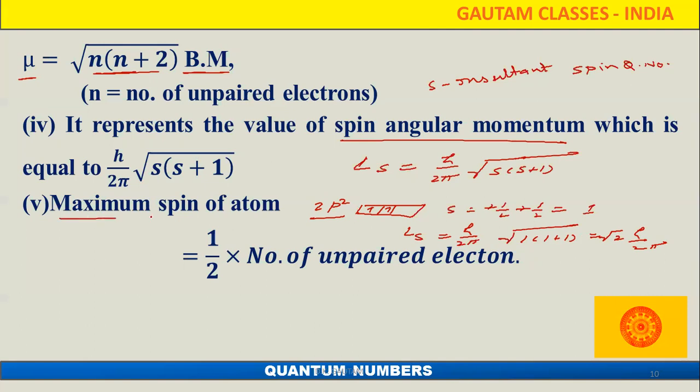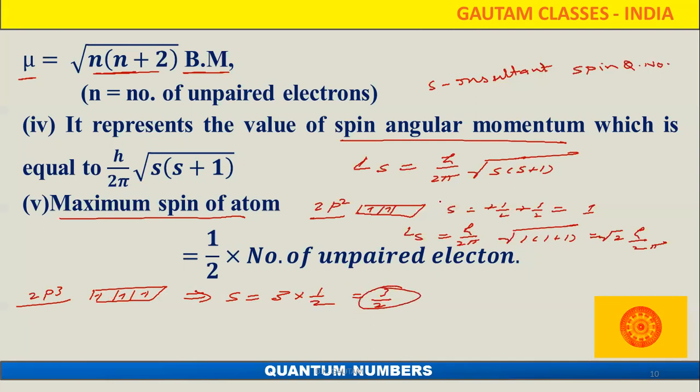The maximum spin of an atom is 1 by 2 into the number of unpaired electrons. Suppose the question is given with 2p3, and they ask for the maximum spin of this electronic configuration. In that there are 3 electrons: 1, 2, 3. What is the total spin quantum number? There are 3 electrons, each with 1 by 2, so the resultant spin quantum number is 3 by 2.